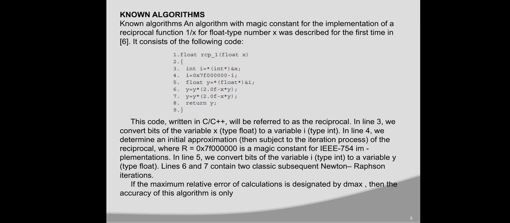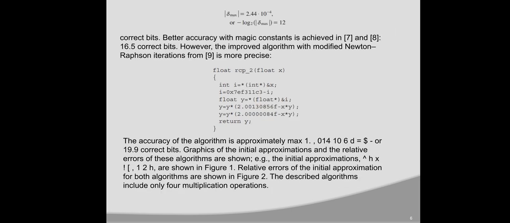If the maximum relative error of calculation is denoted by delta max, then the accuracy of the algorithm is only a few control bits. Better accuracy with a magic constant is achieved in 7 and 8, with 16.5 correct bits. However, we improved the algorithm with a Newton-Raphson iteration in 9. The accuracy of the algorithm is approximately delta max, and the graph of the initial approximation or relative error of this algorithm is shown in the example.